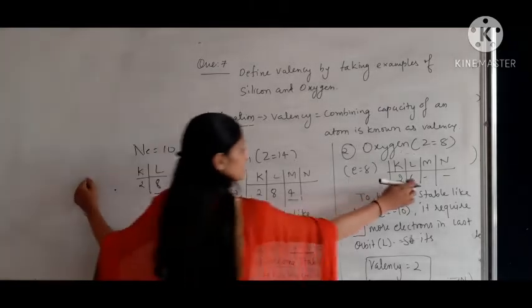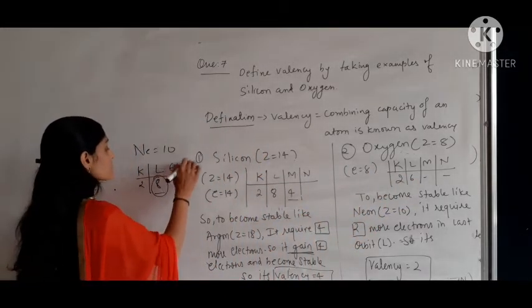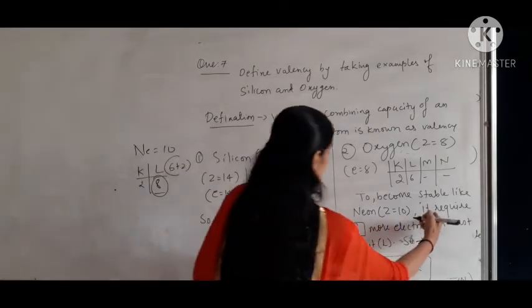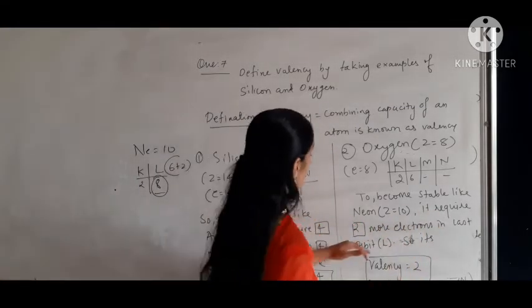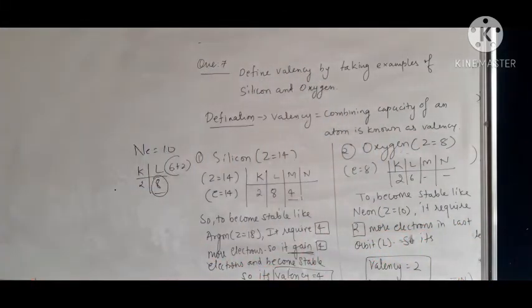अब यहाँ पे कितना है 6. That means 6 plus 2 that will becomes equal to 8. So it gained 2 electrons. It required 2 more electrons in the last orbit L. So its valency is 2. So that is the question based on the valency.